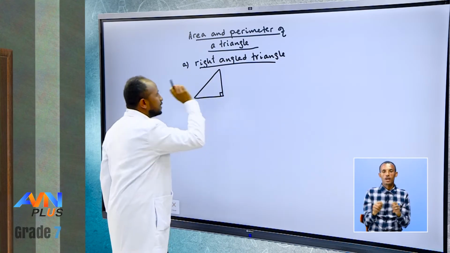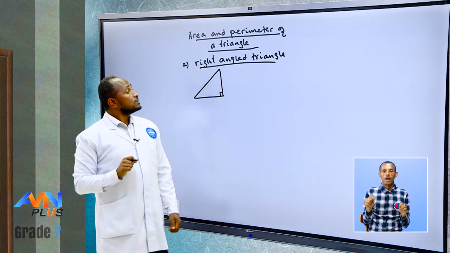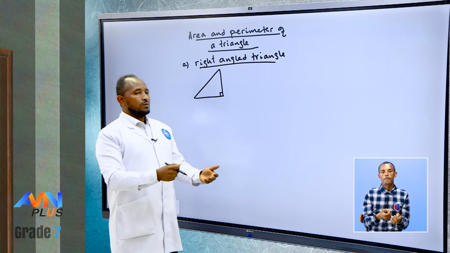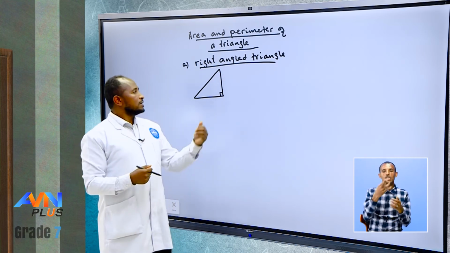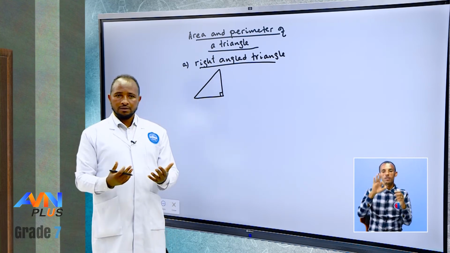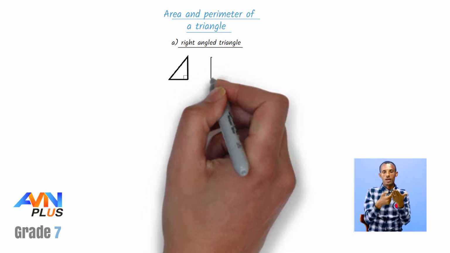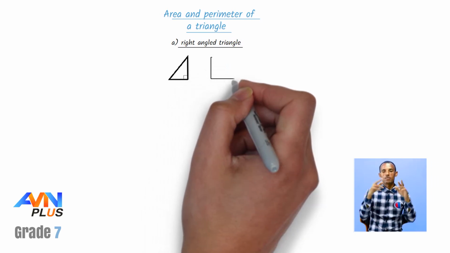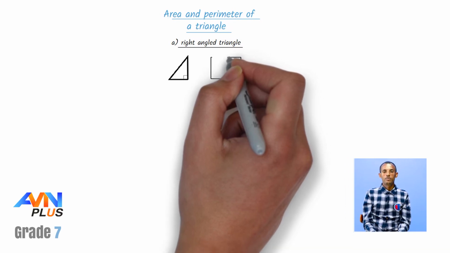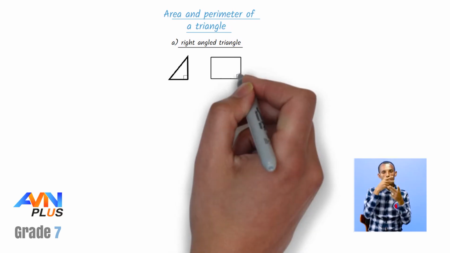So how do you calculate the area of this triangle? The formula to calculate the area of a triangle is derived from the area of a rectangle. Earlier we said here we have this rectangle. To calculate the area of this rectangle, simply you multiply the base and height.